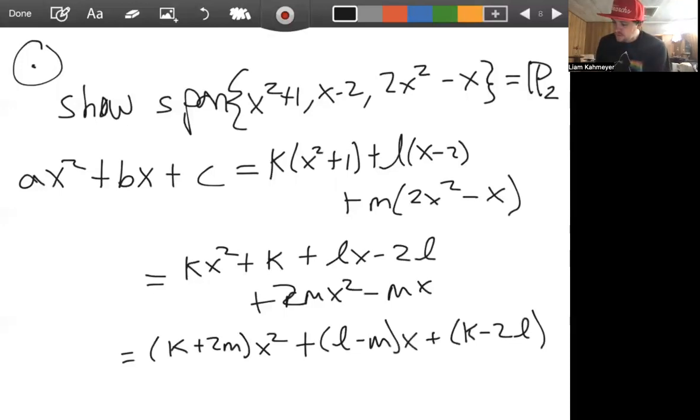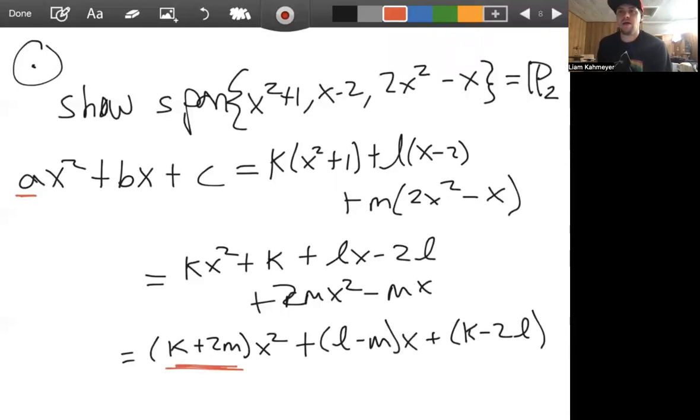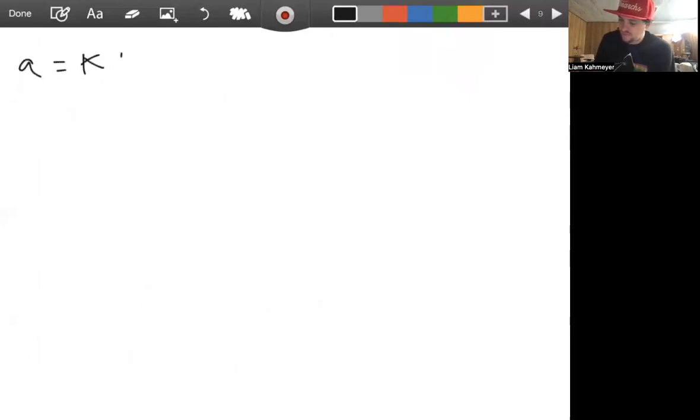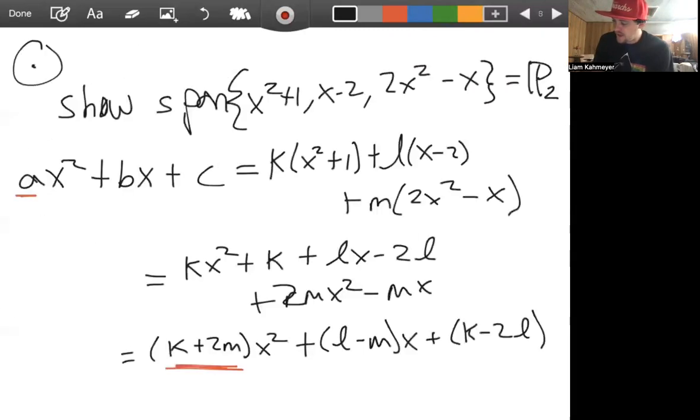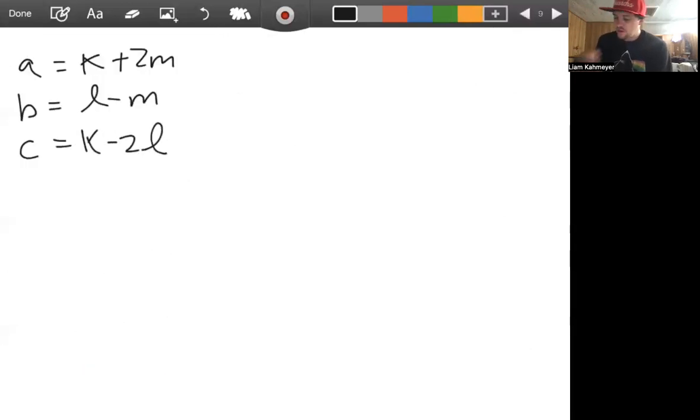Now, what do we have? Well, again, remember, polynomials are only equal if all of the coefficients for each term are equal, right? So this means we have that a is equal to k plus 2m. We would have that b is equal to l minus m. And then we would have that c is equal to k minus 2l.